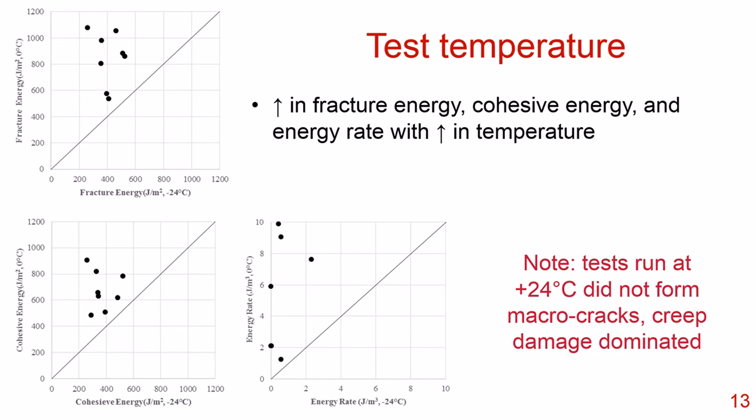degrees Celsius. And this is something that I think the pavement community should be very aware of, is that because asphalt concrete is a viscoelastic material, at the higher temperatures and lower loading rates, often you don't get a fracture test. It is more of a creep test. And this data here shows that because we were only able to collect the fracture energy, the cohesive energy, and the energy rate at 0 degrees Celsius and minus 24 degrees Celsius.